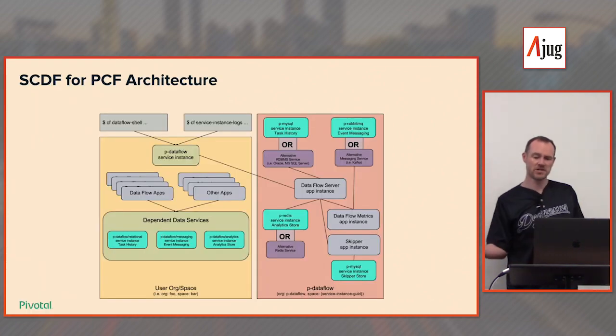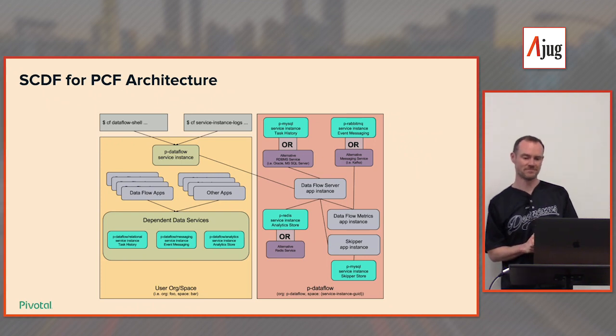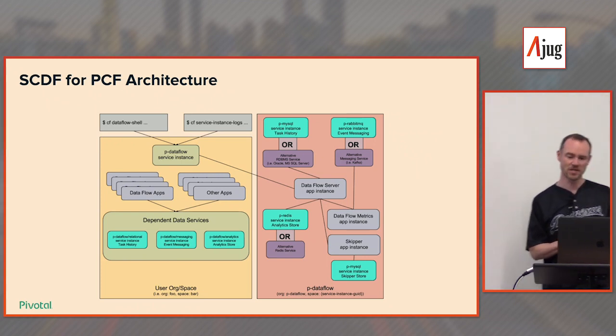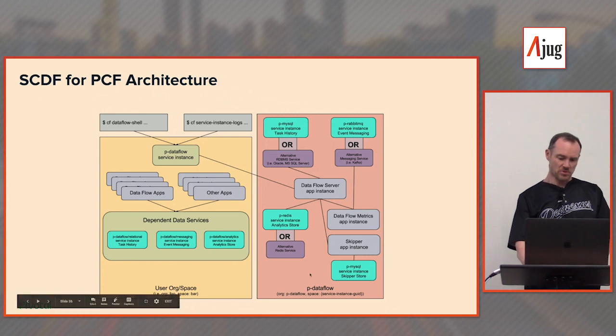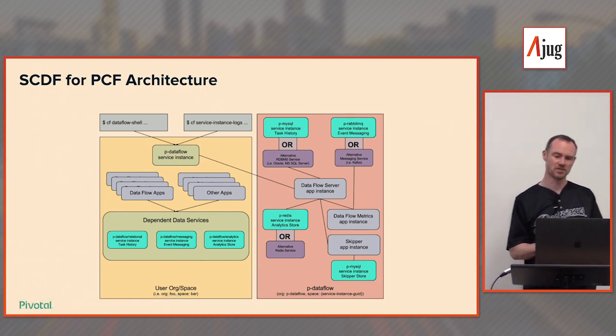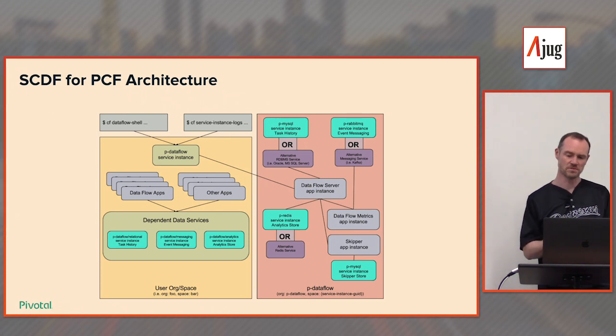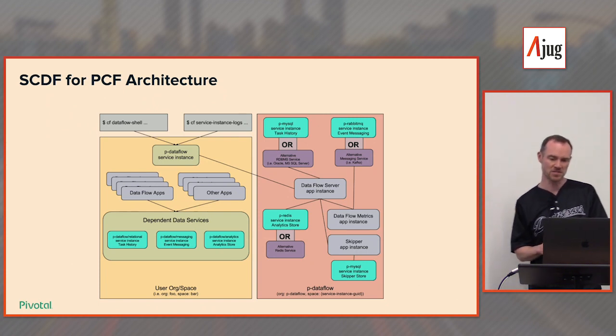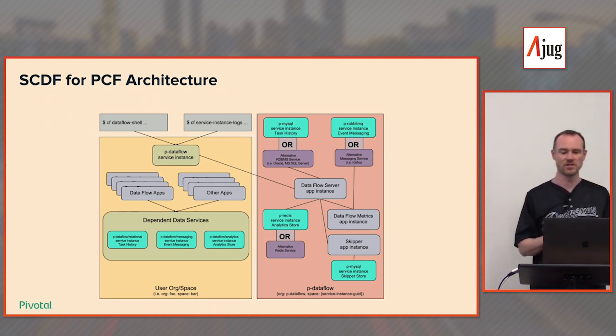Here's a bit of a diagram of the architecture, if you're curious. So we deploy some things into the user org space. We deploy some things into what we call a hidden org space. That's the terminology we use to define this, to deploy the backing services and applications so that they're not accessible from everybody else who uses the platform or might have access to the user's org space.